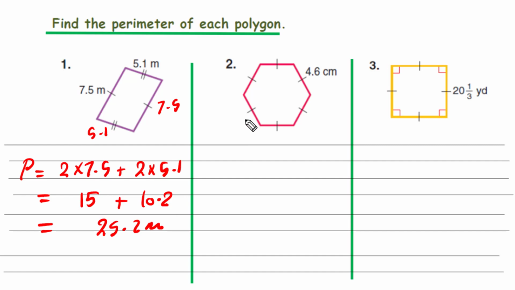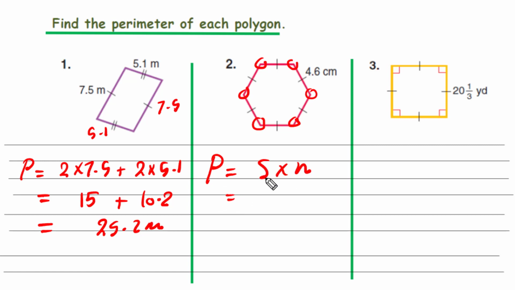Next, how can we find the perimeter of a regular polygon? First, you have to name the polygon. Just count the vertices: 1, 2, 3, 4, 5, 6, 7, 8. So we have an octagon. What's the perimeter of a regular polygon? The perimeter of a regular polygon equals S times N.